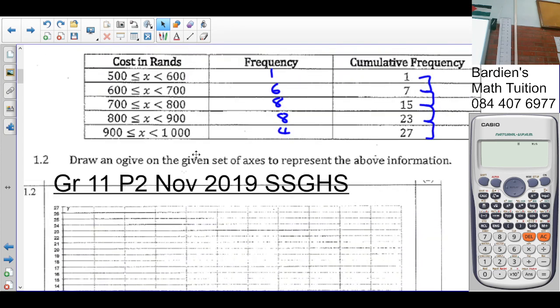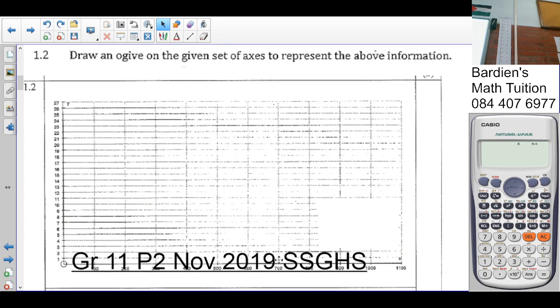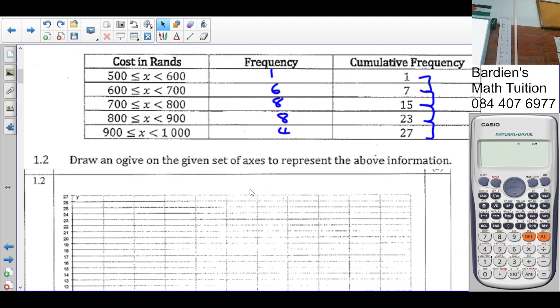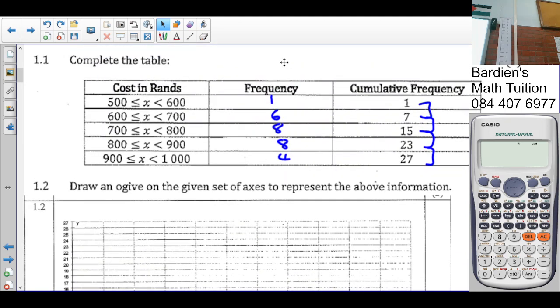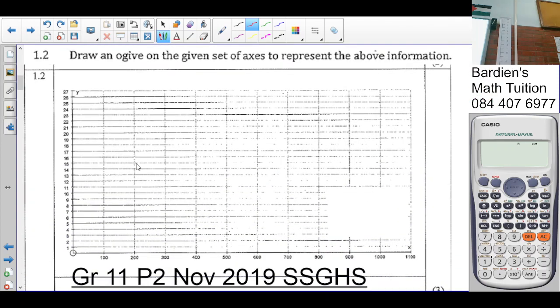Then the question says, draw an ogive on the given set of axes to represent the information. Now this is taken from the answer sheet. Okay. This is question 2.1. So when we draw the cumulative frequency polygon, I take 600 and 1. These are the points to be plotted: 707, 815, and so on. Not so. The first one is 600 and 1.